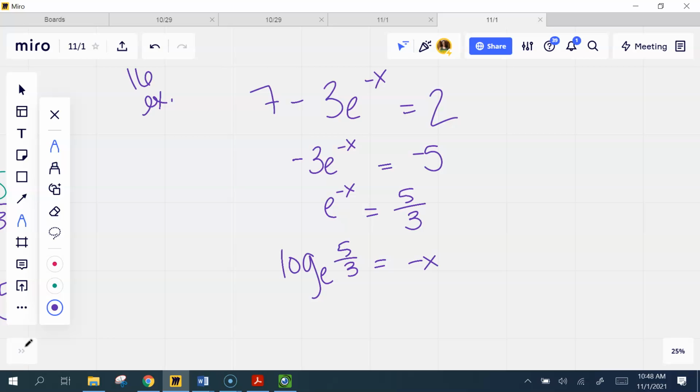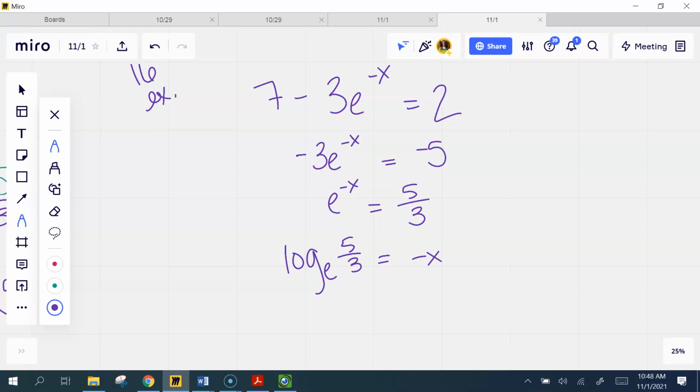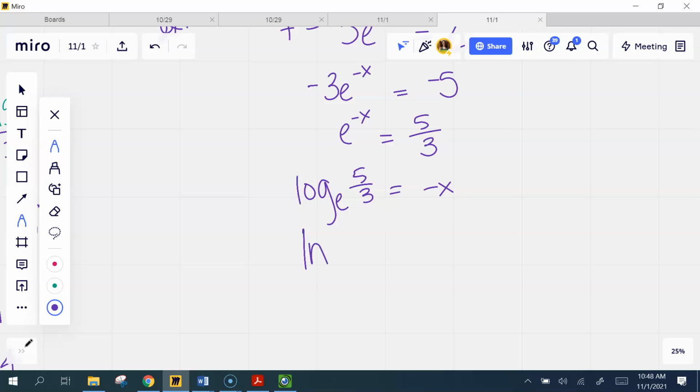Well, you might even look at that and go, but wait, I don't know what that is. But this is a calculator problem. So on your calculator, you would do natural log of 5 divided by 3. Well, because if you just type log on your calculator, it's going to be base 10. Yep. And what do you get? 0.5108.